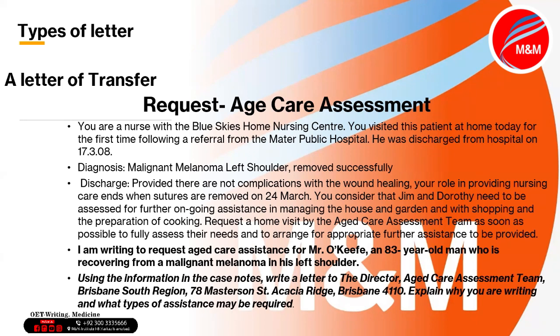So we can write it down. I'm writing. Using information in the case notes, write a letter to the director of the aged care assessment team, let's say. So we can simply write down, I'm writing to request aged care assistance for Mr. X, an 83-year-old man who is recovering from malignant melanoma in his left shoulder. In this case, even the malignant melanoma is not important, but what would be important is, for example, cooking, shopping, household things, right? The dependents, the family members, these things will be more important.